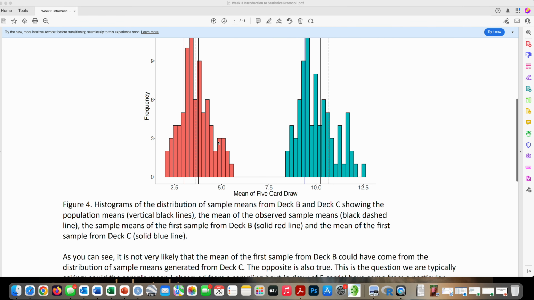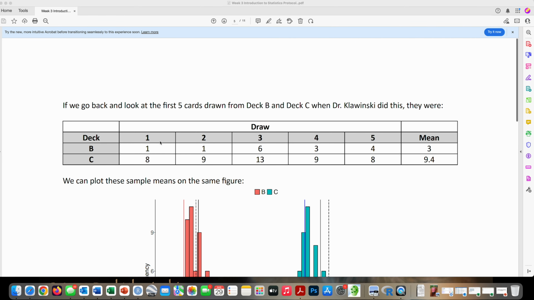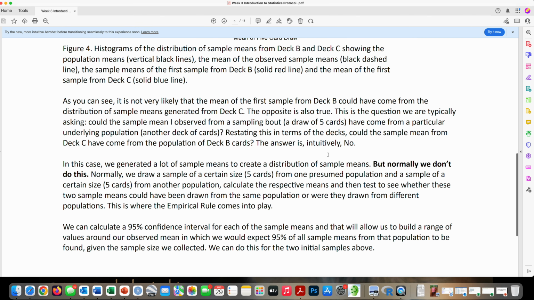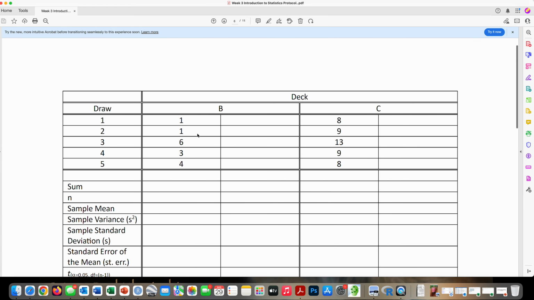So back to the protocol, and at this point, we want them to essentially take these first two draws that I've done, but they shouldn't do my draws, they should actually do their first two draws. The first draw from deck B and the first draw from deck C for their data that they generated. And what I want them to do is to calculate the 95% confidence intervals. So in this case, I have my data, but they should replace this with their data.